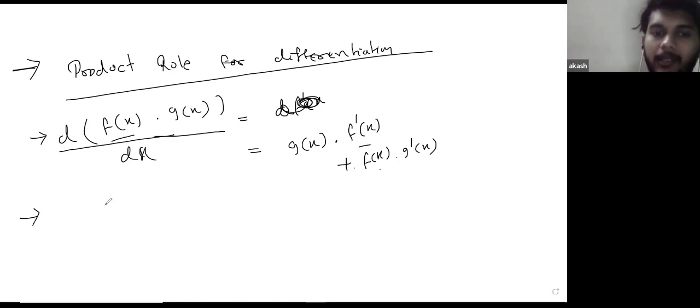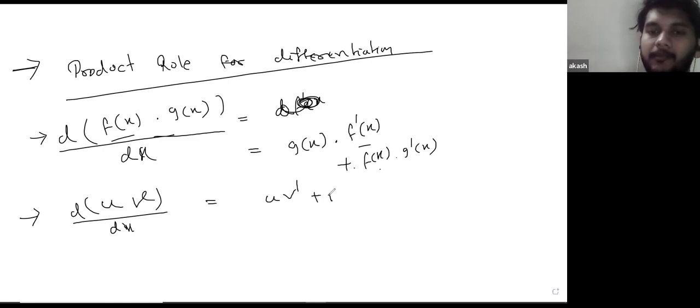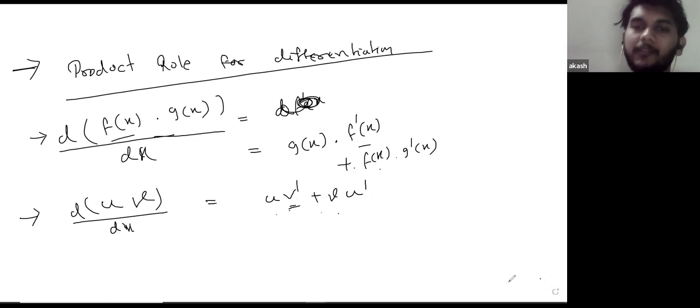If I take one function as u, another function as v, then differentiation of u into v will be u v dash plus v u dash. Differentiate first function, multiply with second function, plus second function into differentiation of first function. Write this down. This is the product rule for differentiation. If two functions are multiplied, then you have to apply this formula. Sir, in the denominator, is it v or u? u and v are two functions in x.